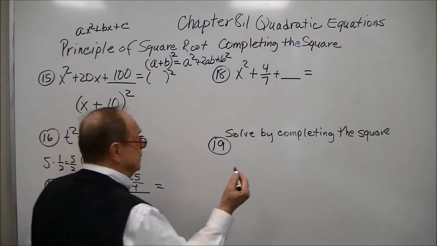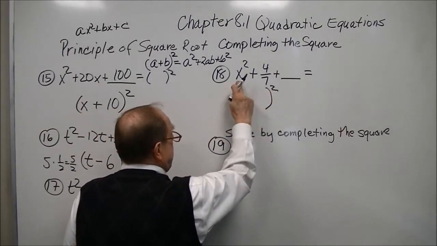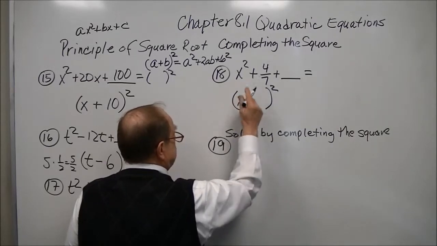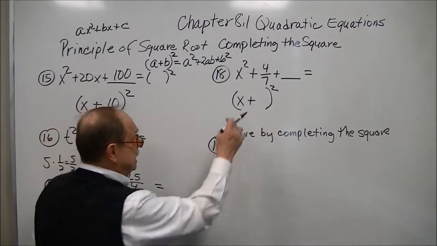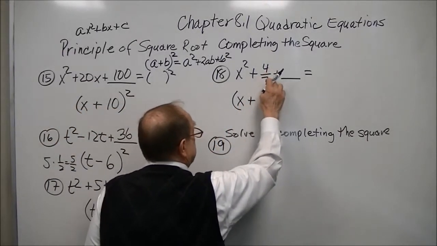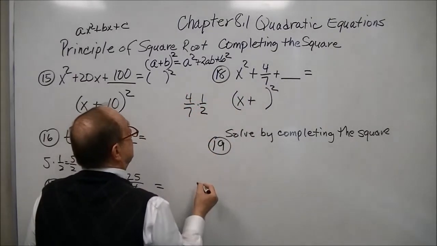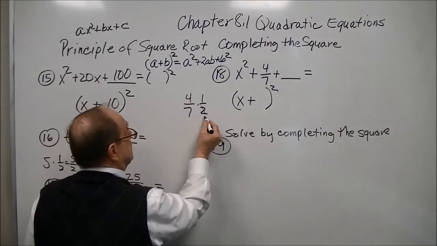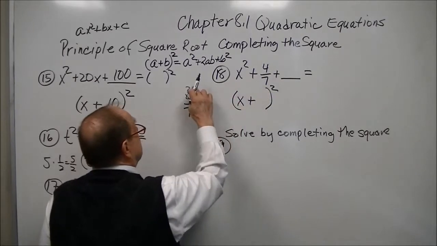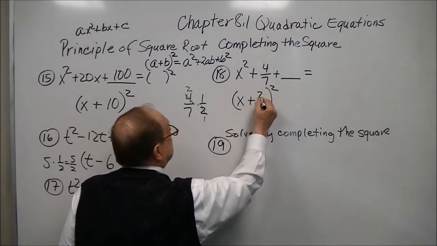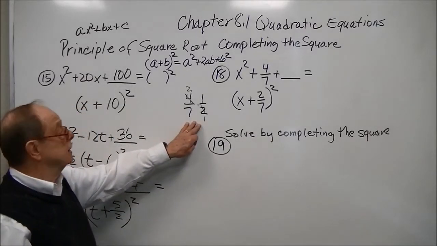But again, what have you developed so far? A parenthesis, squared, the x goes right there, this sign goes right there, and now what are you going to do? You're going to take half of this. Well, let's use that technique. 4 over 7 times 1/2. Notice you can cross cancel. So half of this would be 2/7. And there's the proof of it.